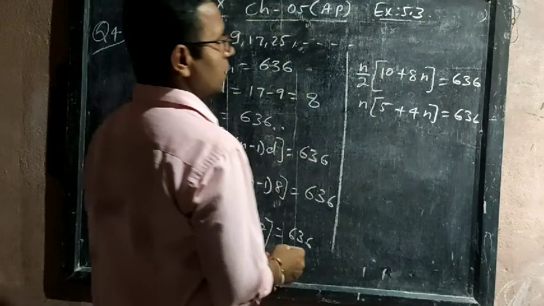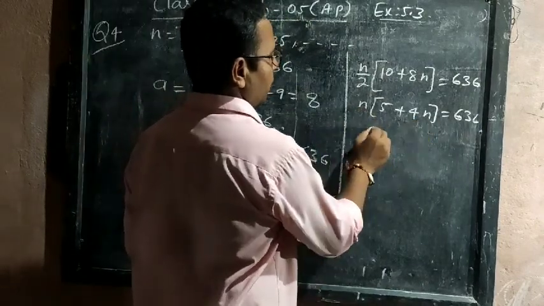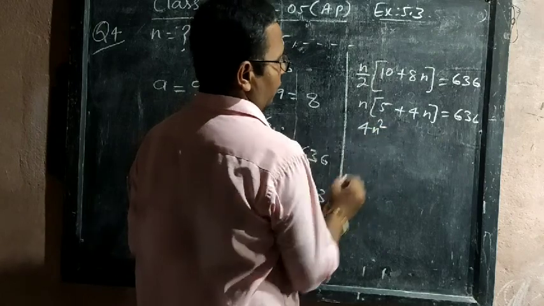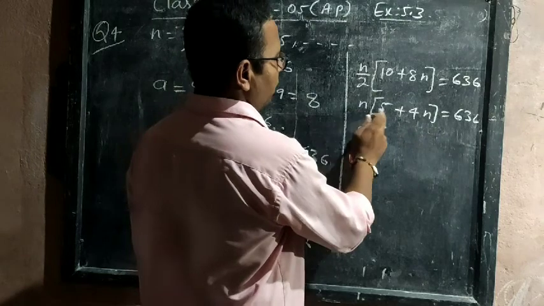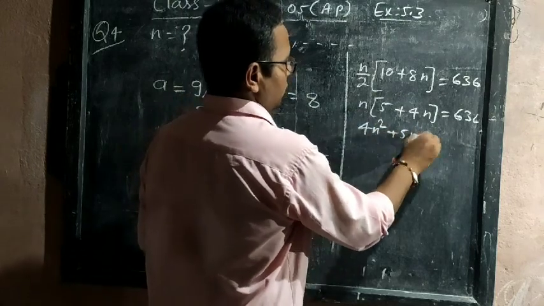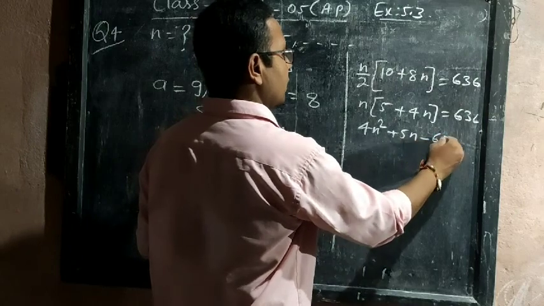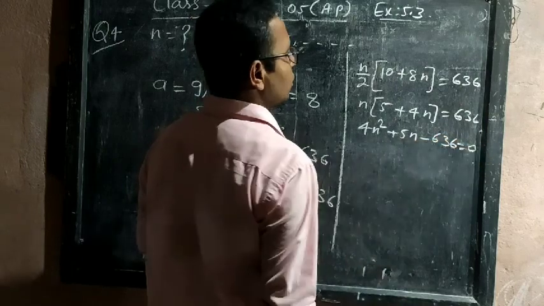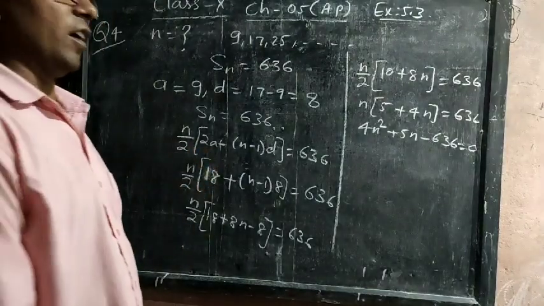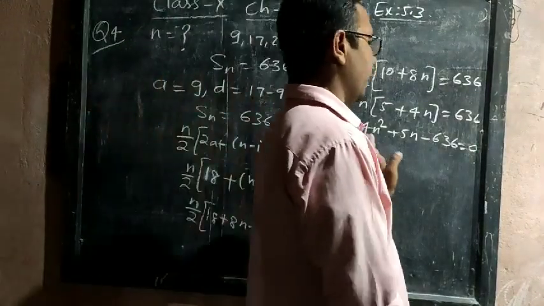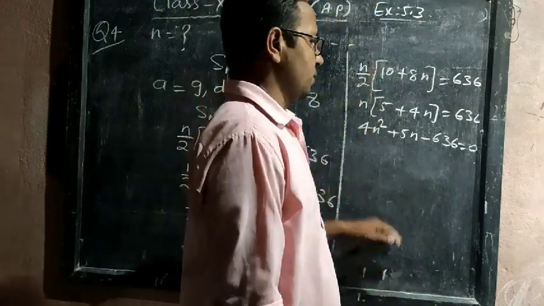So now students, this n you have to multiply here. So how much will you get? 4n square. You have to make it a quadratic equation. So 4n square plus 5n, bring 636 to the LHS side, so minus 636 is equal to 0. So now students, we have to use the quadratic formula. By using the quadratic formula, we will proceed further.